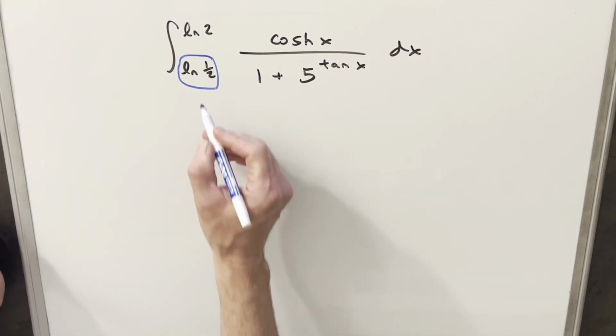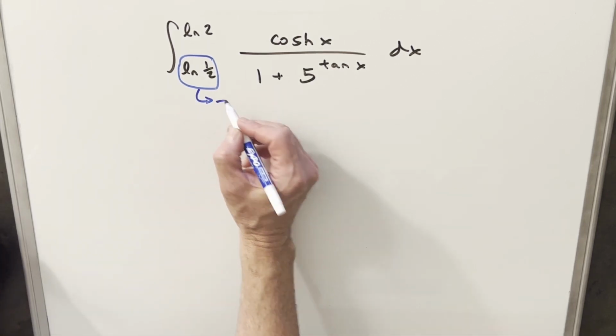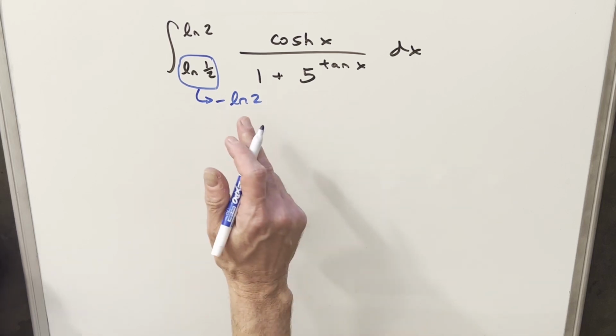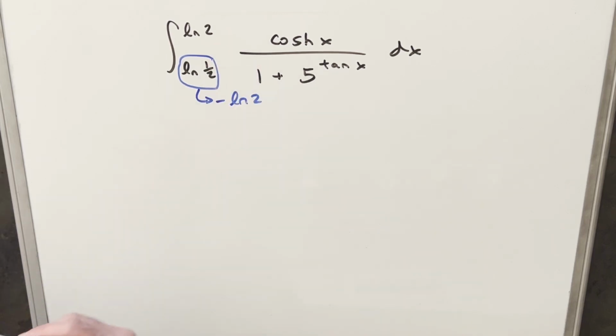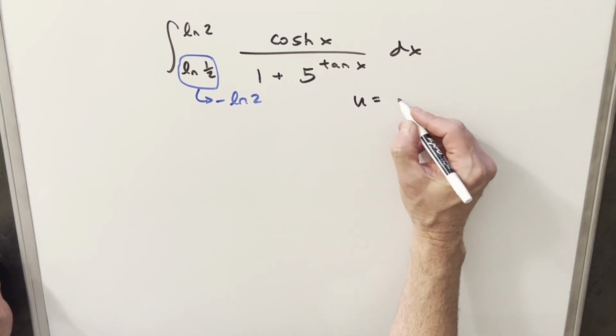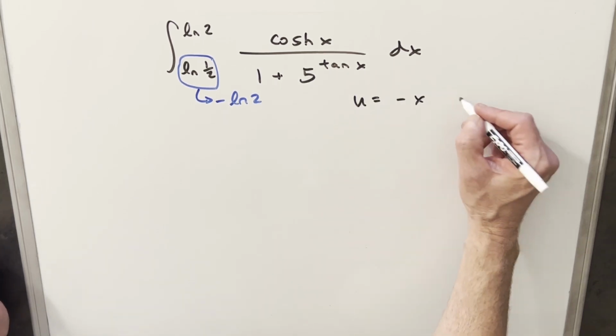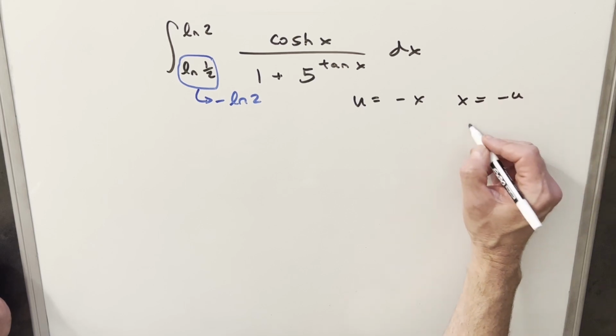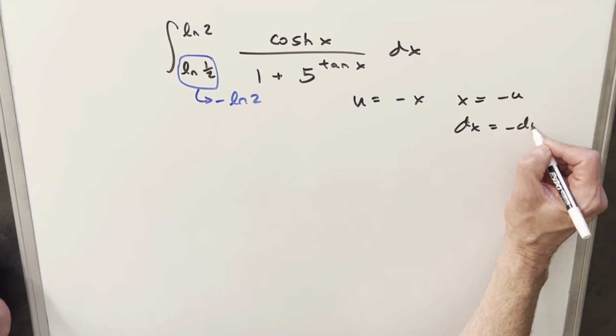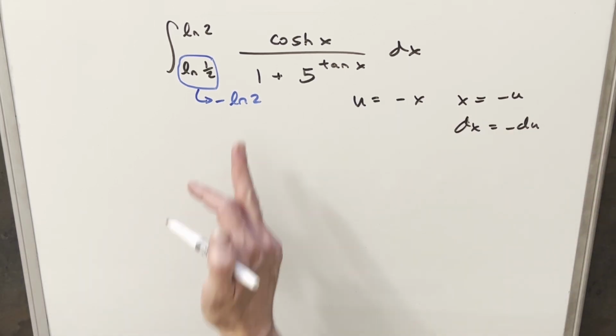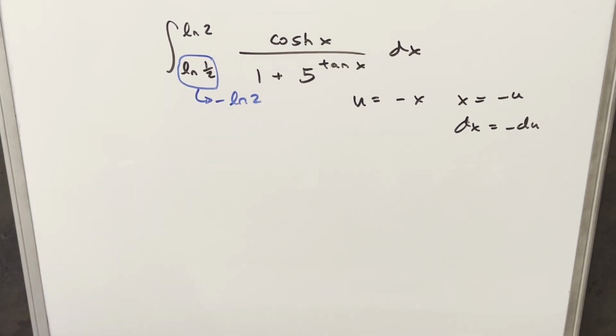But one thing I want to notice right away, ln of 1/2 is actually the same thing as minus ln 2. So we actually have our bounds symmetric around 0, which makes me think that we could possibly use a substitution like u equals minus x. And of course, then that means x is going to be minus u and dx is going to be minus du. Because what that's going to do is flip our bounds around and maybe we can use that. So let's just go ahead and make this substitution.